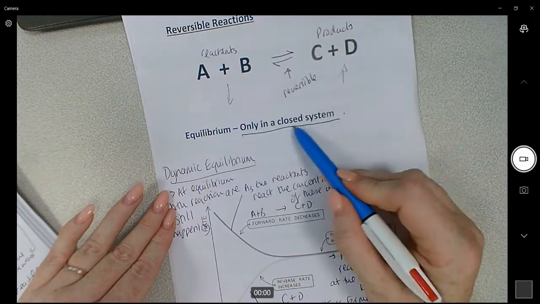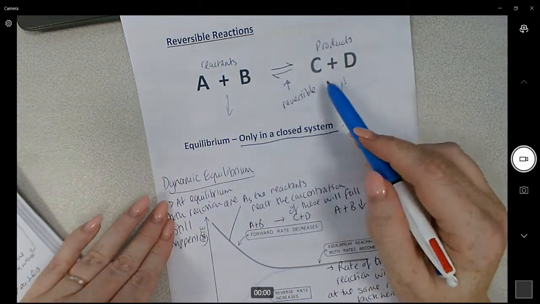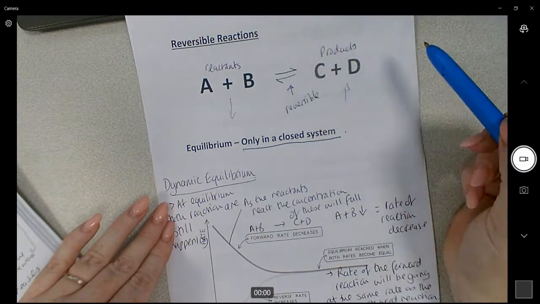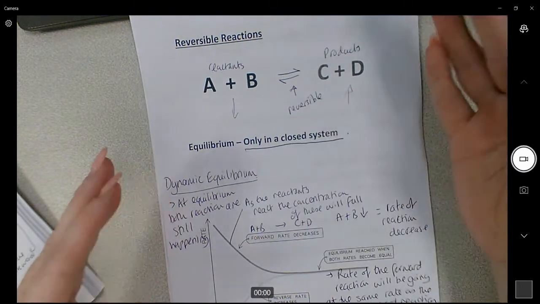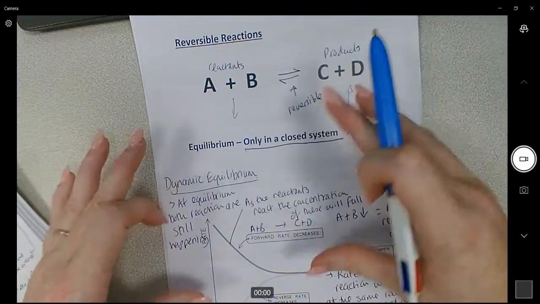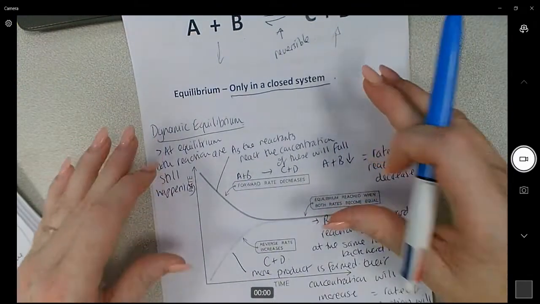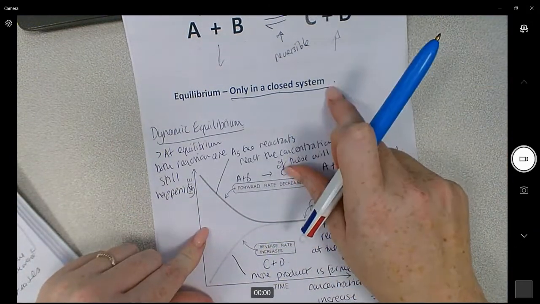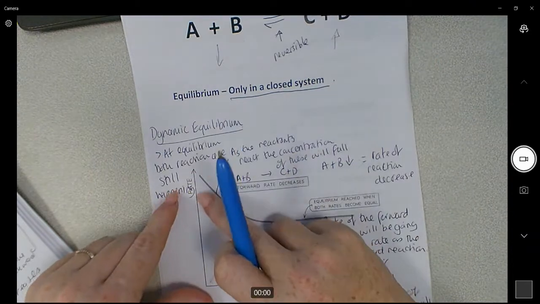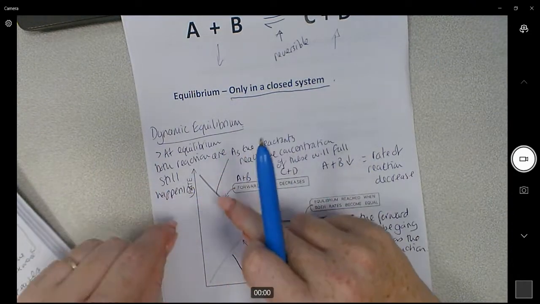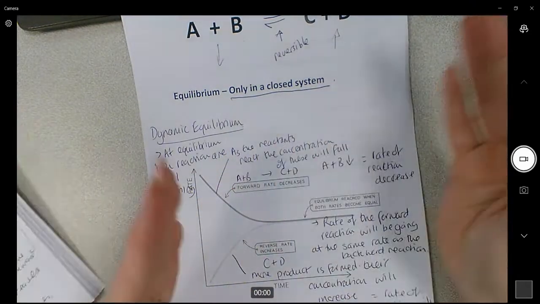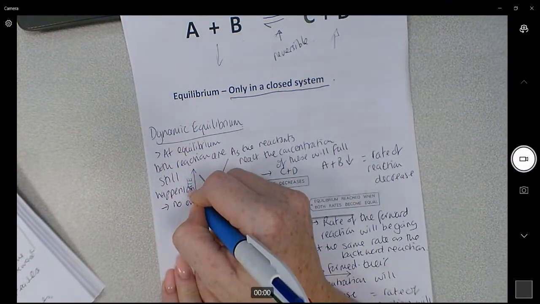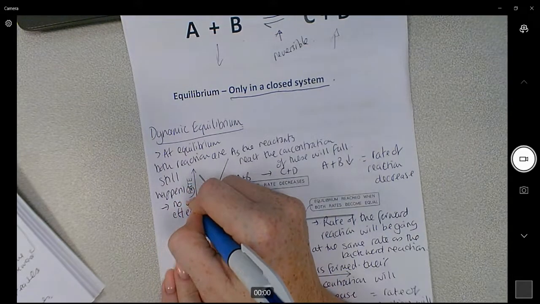And this is where closed systems are so important. Because if this wasn't a closed system, we might, for example, make a gas here, and that gas could escape. So therefore, that would affect the equilibrium. Okay, and that's where it's important to understand that when you have reached a dynamic equilibrium, the system needs to be closed because both reactions will still be happening, but there's no overall change in the system, no overall effect.